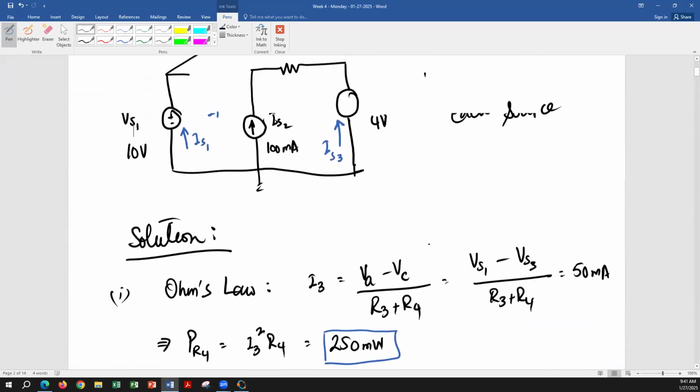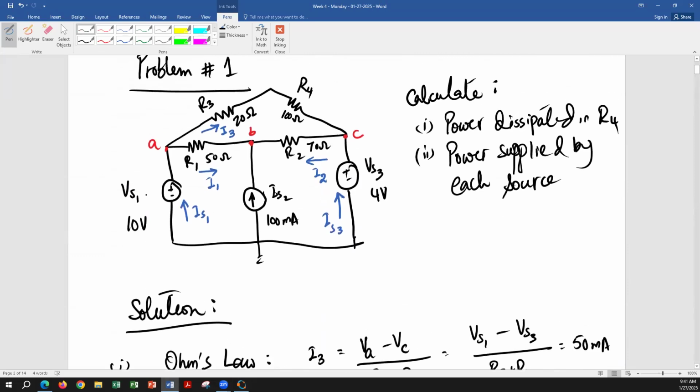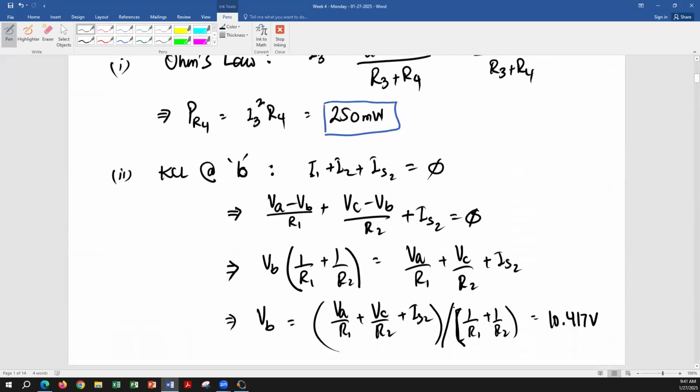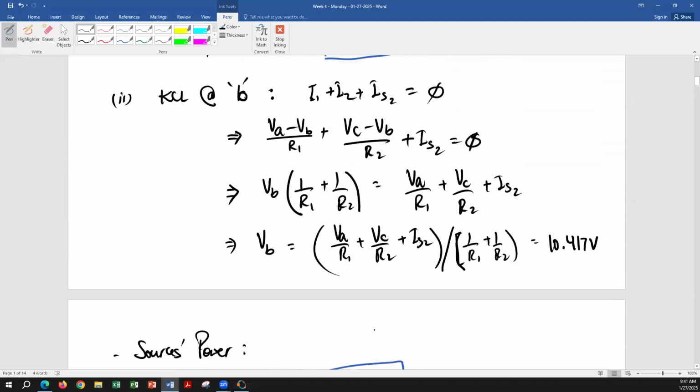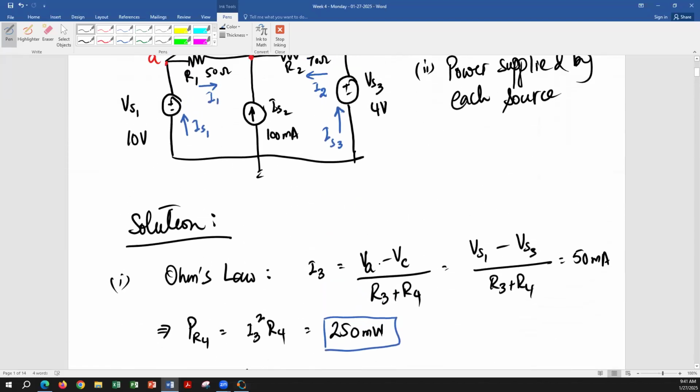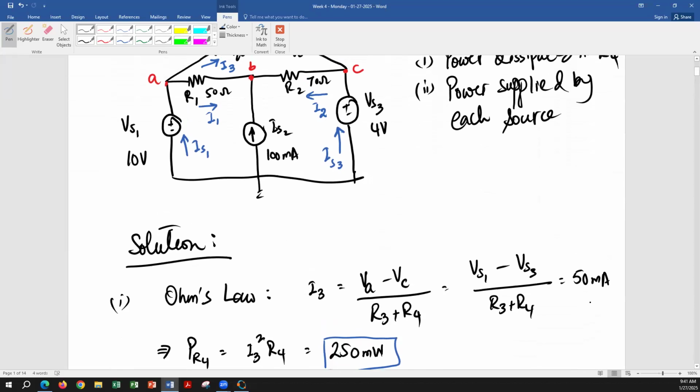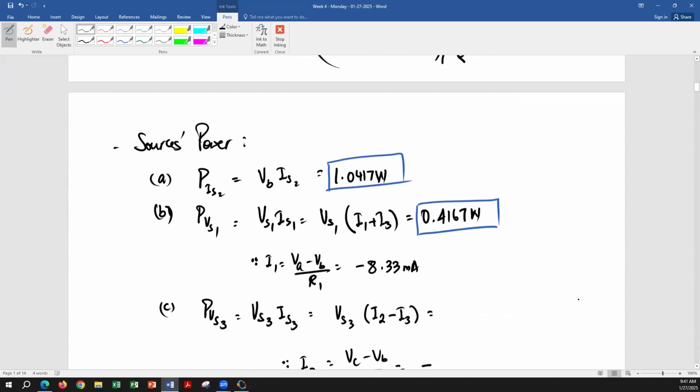For the power in VS1? IS1 times VS1? Yeah? IS1 is I1 plus I3. What is I3? 50 milliampere. I3 is 50 milliampere. So that's going to give you a positive current.